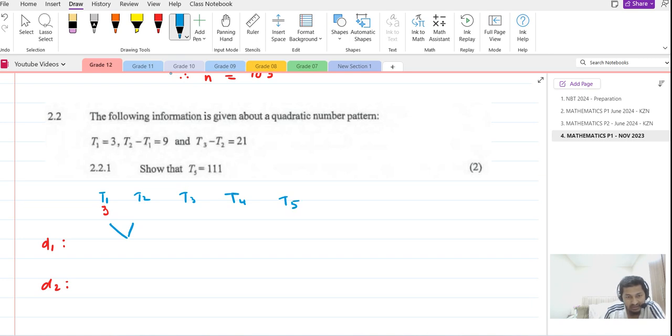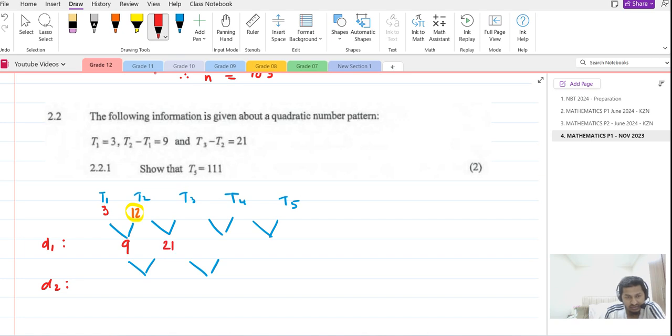Alright, I'm going to make my tree. This value minus this value, right? That's all we need. Now term 2 minus term 1 is 9, so put 9 here. So obviously term 2 would have been, what? 12. 3 plus 9, 12. So 12 minus 3 is 9. Then term 3 minus term 2 is 21. So we got 21 here.